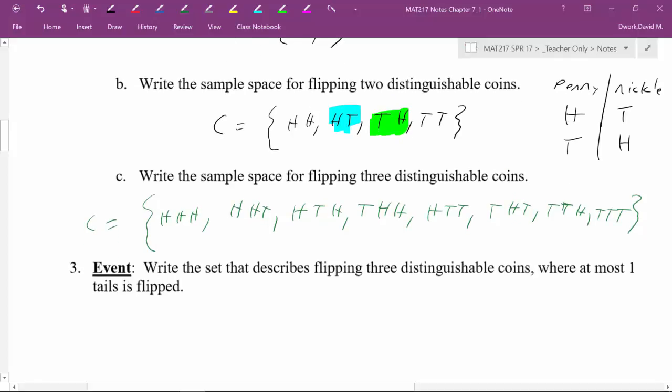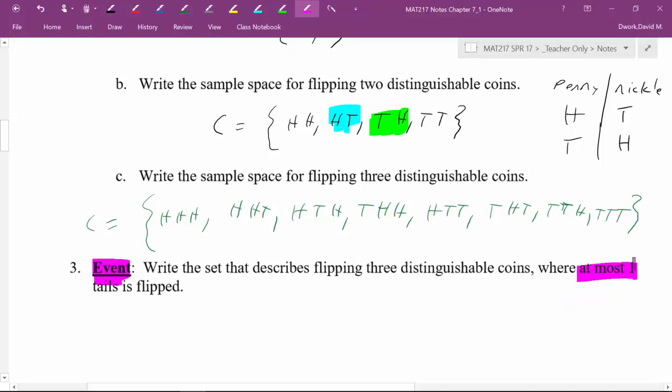Okay, events. Sorry, not every possible event, every possible element. Okay, because now we're going to move on to events. The event is, well, here we go. Write the set that describes flipping three distinguishable coins, which we already did, where at most one tails is flipped.